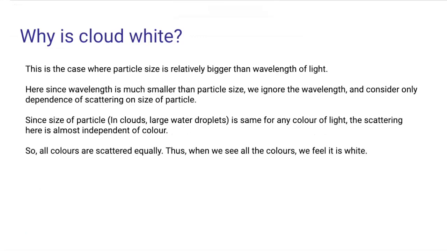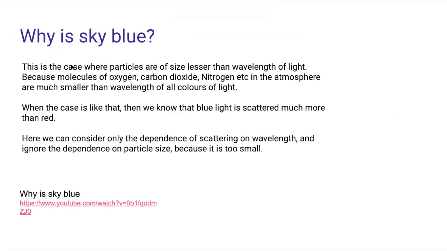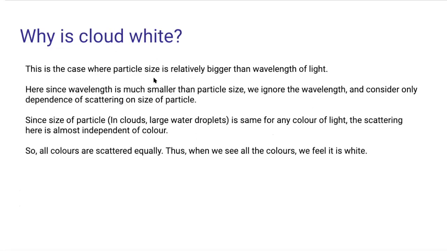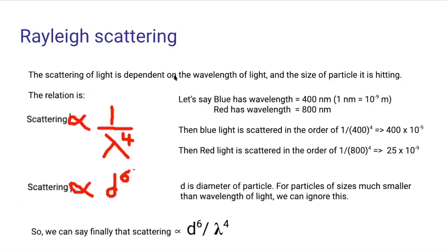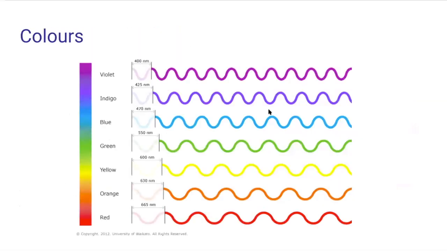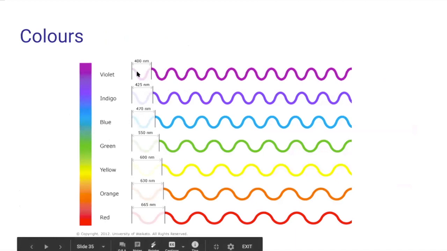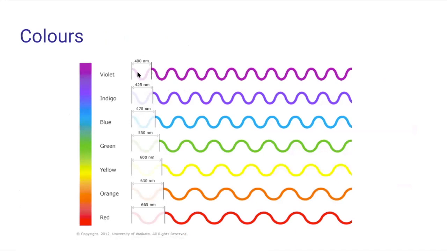Okay, now let us see why the cloud is white. See, in the sky, what were the particles? The particles were oxygen, carbon dioxide, nitrogen. In the cloud, it is big water droplets. So the water droplets are much bigger. So this is 480 nanometer, that is, we cannot even see how small that is. But water droplets we can see, they are very big. It is definitely much bigger than the wavelength of light.